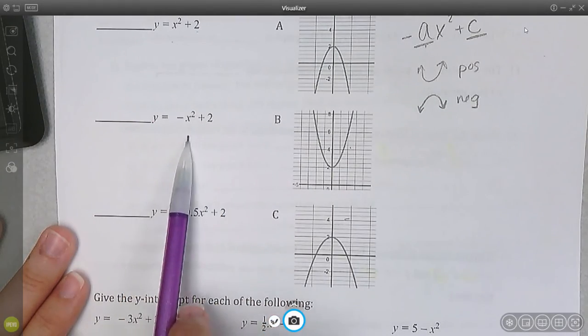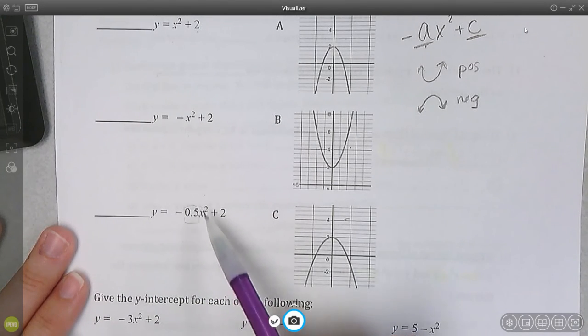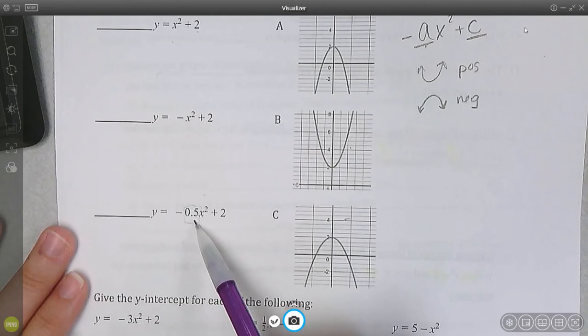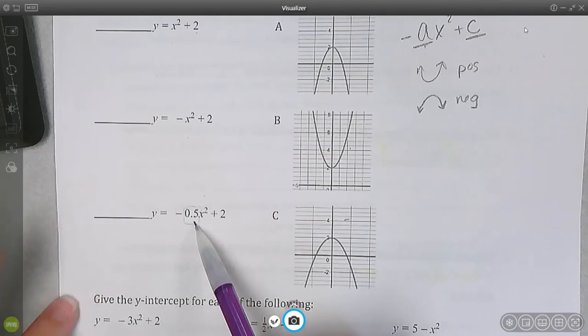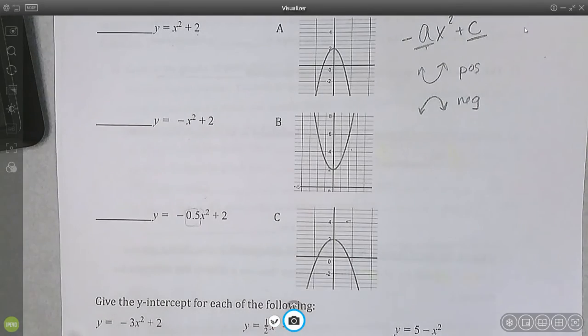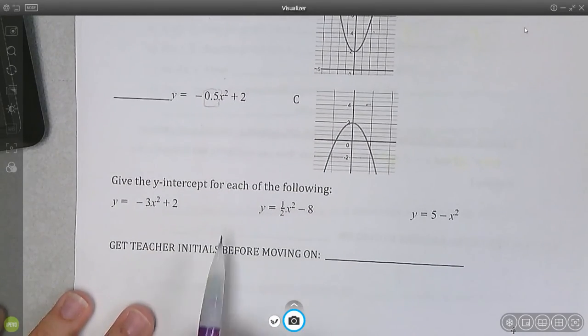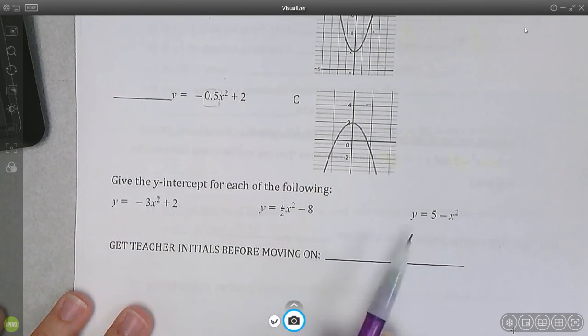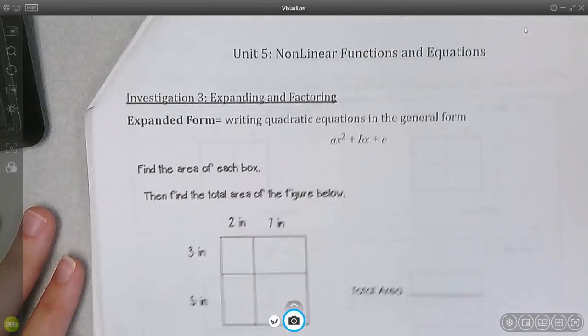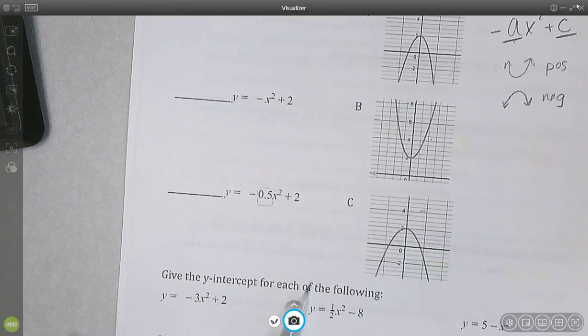Then the only difference between these two is this one has this number out in front. Since this is smaller than 1, does that make your graph bigger or skinnier? I'll let you decide that. And then these ones, it just says give the y-intercept for each of the following. So go ahead and mark those and then get your teacher's initials. And that is all we are going to do for now.